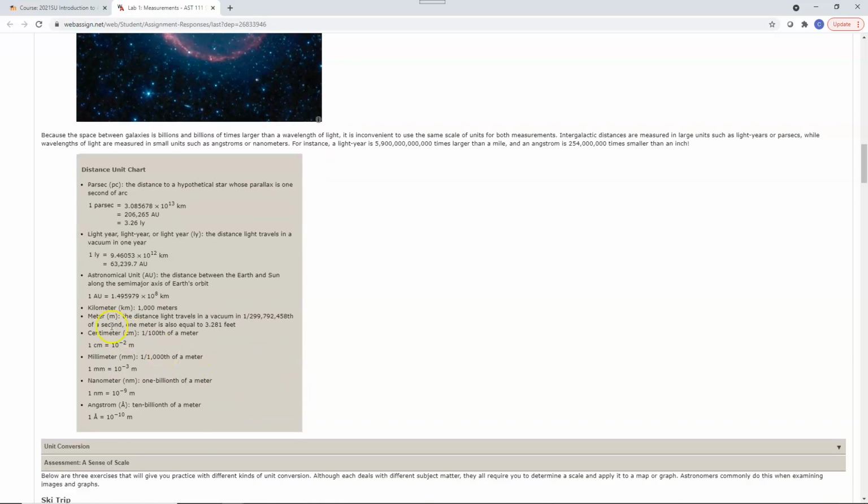And the distance light travels in a vacuum, and this is in a vacuum here, is 1/299,792,458th of a second. That's also the meter, which is equal to 3.281 feet. Now a centimeter is 100th of a meter. If you have a ruler, you can see that because we have rulers that have meters and centimeters on those. Millimeter is 1,000th, a nanometer is 1 billionth, and angstrom is 10 billionth.